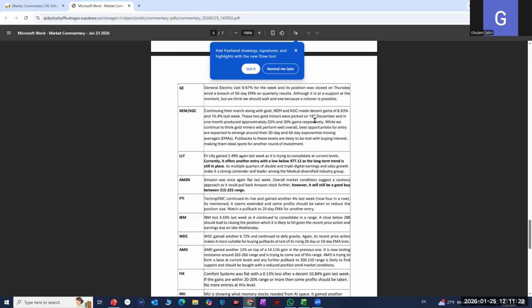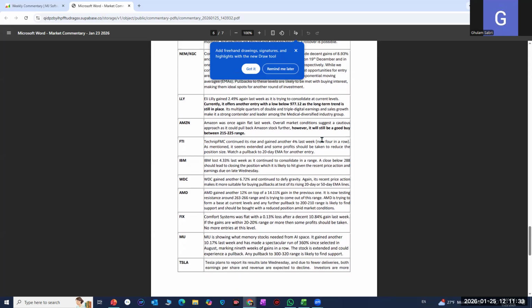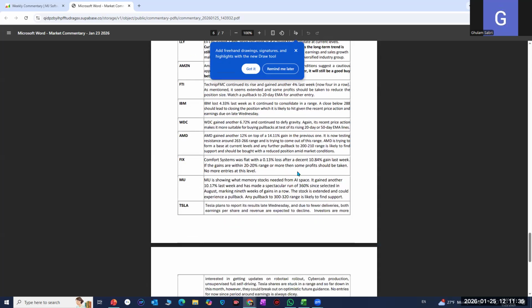For example, NEM and KGC, we selected these last month, and last week the gains on these 2 positions were 8.93% and 10.4%, which is very good in 1 week. Since the 19th, when we first mentioned these 2 stocks, they have increased by 23% and 30% respectively. That was a very good pick. Similarly, MU, we gave a call on this. It gained another 10.17% last week and has made a spectacular run of 360% since being selected in August, just 5 months ago. I think that's probably the best winner we have so far.